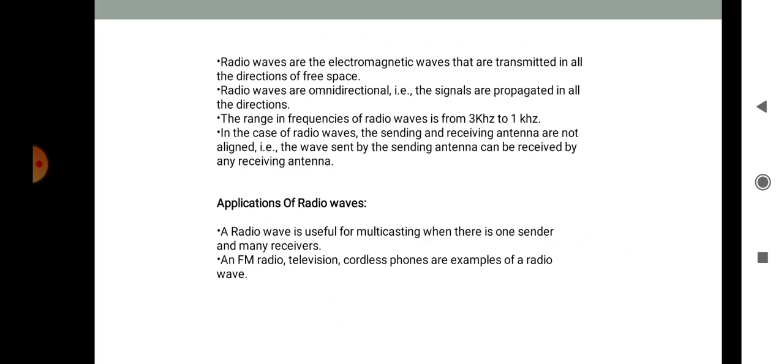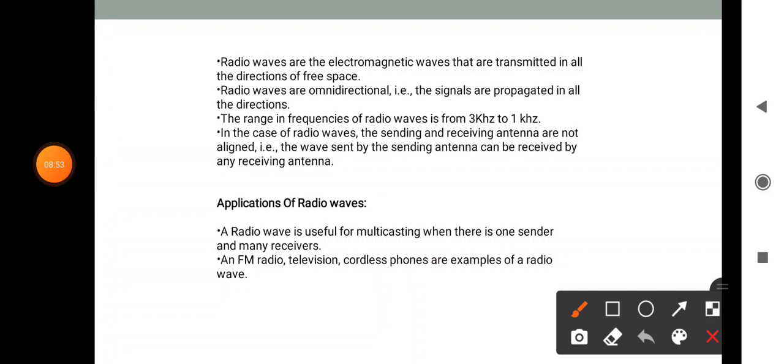These radio waves are electromagnetic waves which are transmitted in all directions in free space. The ranging frequency is 3 kilohertz to 1 gigahertz. Here are the applications of radio waves. Radio waves are useful for multicasting, when there is one sender and many receivers, and FM radio, television, and cordless phones are examples of radio waves.